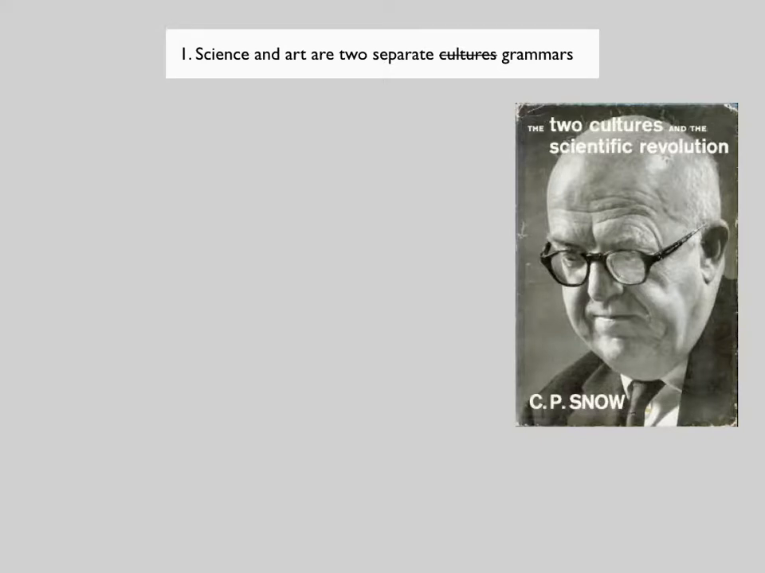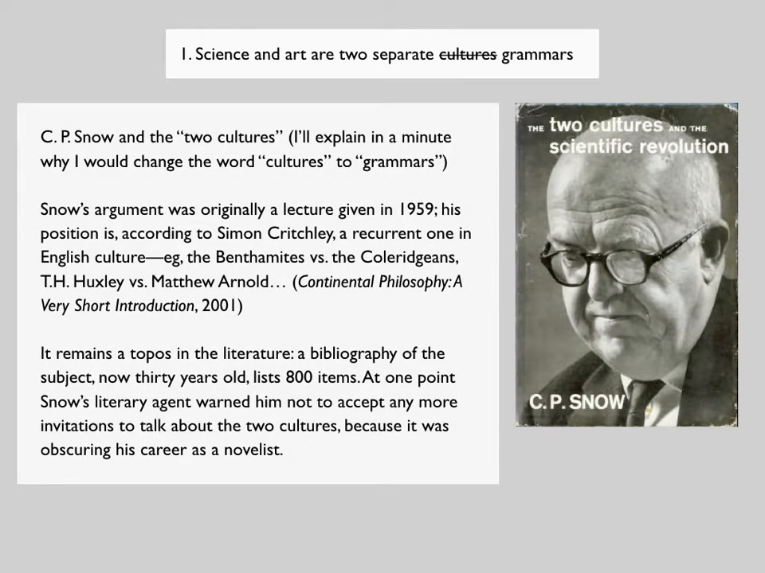Okay, so just to start out with the first of the 8, this would be the notion that science and art are two separate cultures in the way that C.P. Snow originally said it, but I'm going to put that under erasure. I'll explain in a minute why I would rather use the word grammars. So Snow's argument was originally given in 1959, and that's why I decided that the time span here is 1959 to 2017. Simon Critchley has argued that the debates that he got into are recurrent ones in English culture, and he lists a couple of precedents, which is an interesting way of thinking about it.